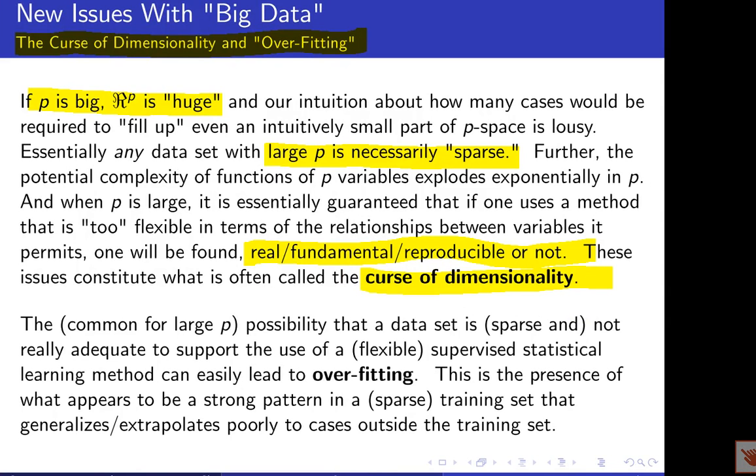Related to that is the fact that if one has a sparse data set, which one almost always does have in modern analytics problems, because one wishes to deal with large p, one really ultimately does not have adequate data to support the use of highly flexible statistical supervised learning methods, and that can lead to so-called overfitting. Overfitting means that what appears to be a strong pattern in a sparse training set just doesn't hold up when one tries to apply a fitted method to prediction outside the training set.